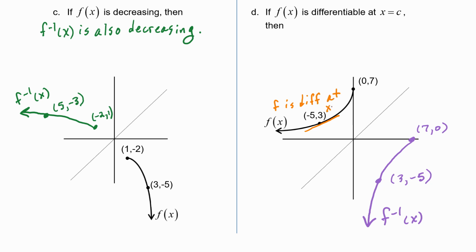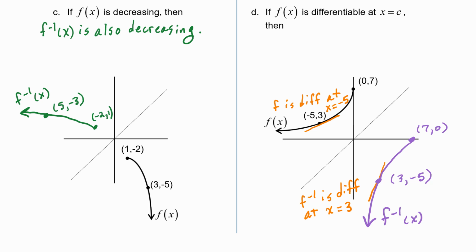So x equals -5. However, notice that doesn't mean that f inverse will be differentiable at x equals -5. That means that f inverse will be differentiable at the corresponding point, which is here, at x equals 3. So f inverse is differentiable at x equals 3.